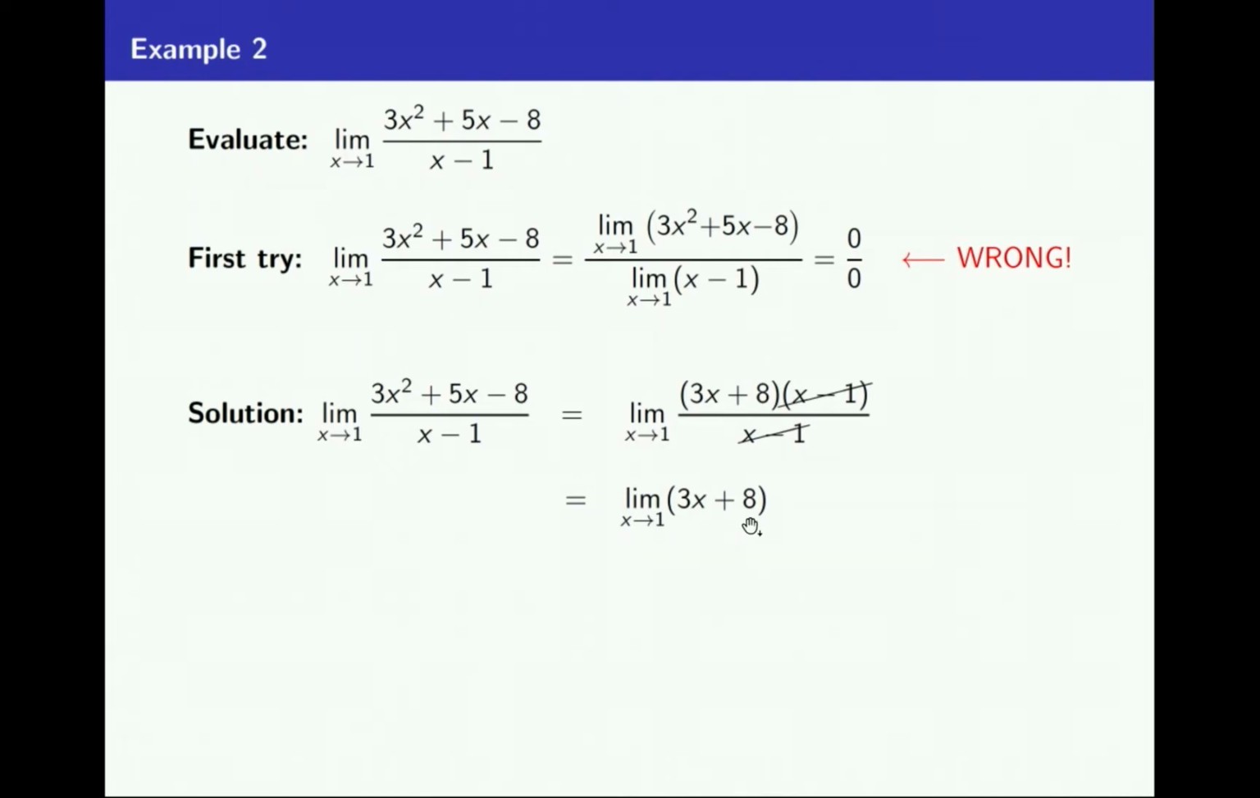We've canceled it out. And the limit as x approaches 1 of this polynomial, 3x plus 8, would just be 3 times 1 plus 8, or 11. So we have our answer here. The limit equals 11.